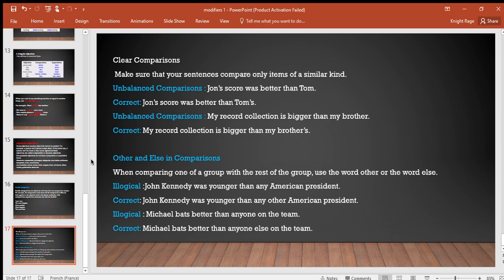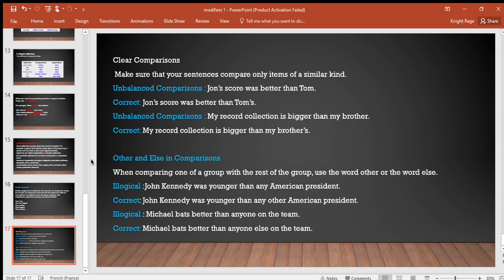Another example, my record collection is bigger than my brother. I'm comparing the record collection to my brother himself. It's wrong. So the correct one is my record collection is bigger than my brother's record collection or than my brother's. To add other and else in comparisons, when comparing one of a group with the rest of the group, use the word other or the word else.